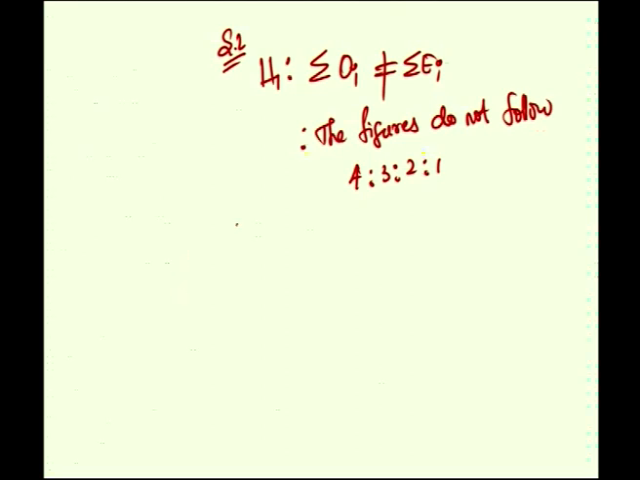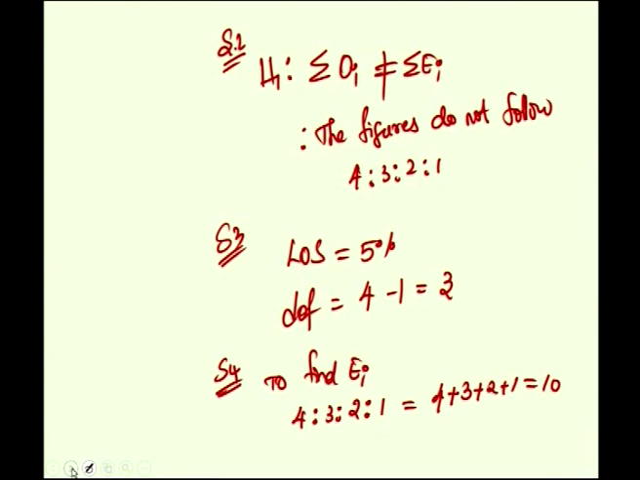Okay. Step 3 is the level of significance, 5%, which we shall verify, and then degrees of freedom. Since there are 4 types of categories, 4 minus 1 is equal to 3. Then step 4 is your calculation part of Ei and chi-square value. Okay. So, step 4 is to first find Ei.